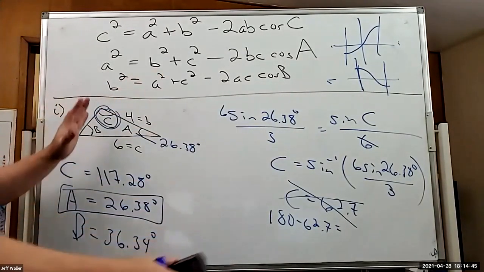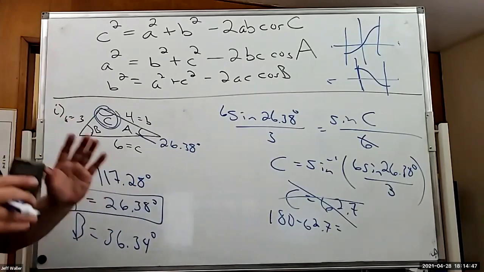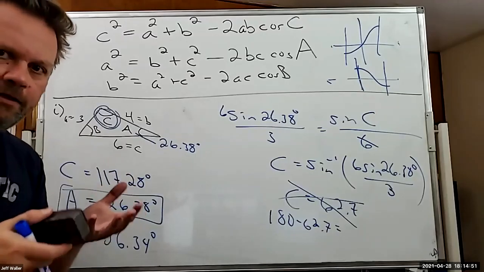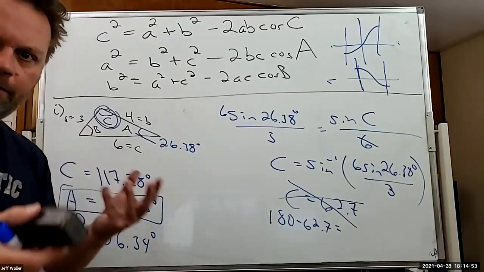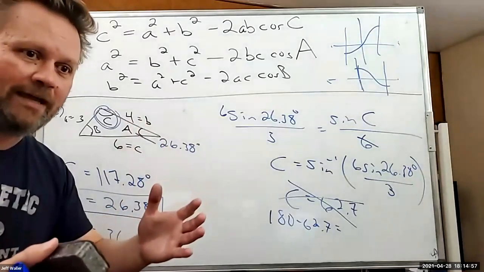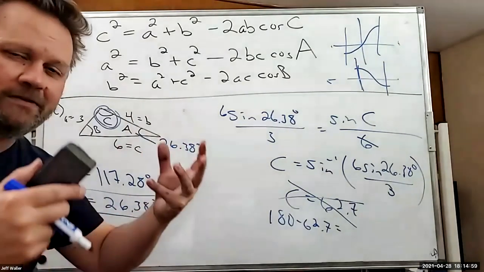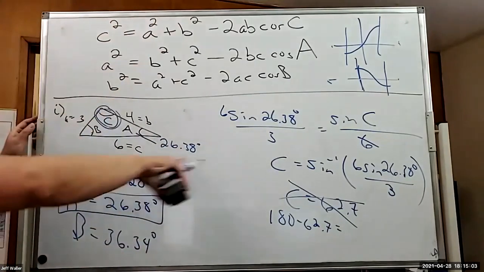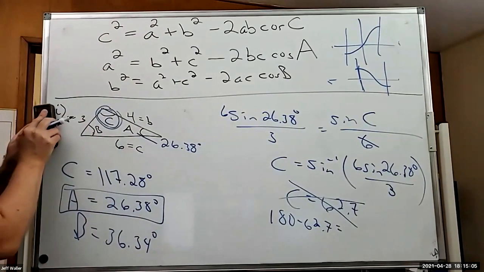I'm going to erase all this. Law of cosines is normally easier to digest because it's more straightforward, right? Law of sines has that one situation where you have to check and it's a little bit amorphous and you're like, I don't know what I'm looking for. All right, let me erase this down here. We'll do another situation.